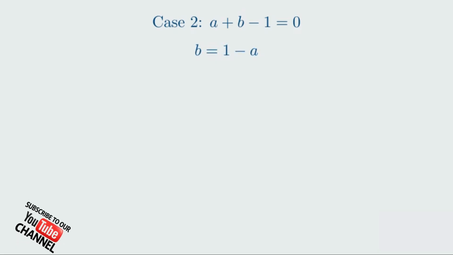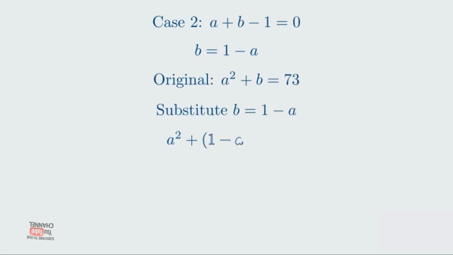As before, we'll substitute this back into one of our original equations. Let's use the first one again. a squared plus b equals 73. We'll substitute 1 minus a for b. This substitution gives us a squared plus 1 minus a equals 73.